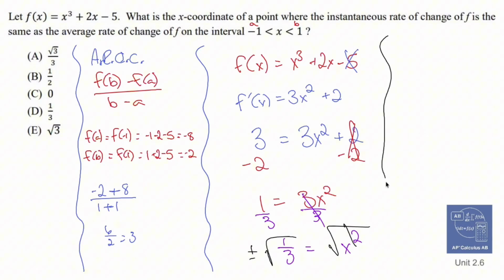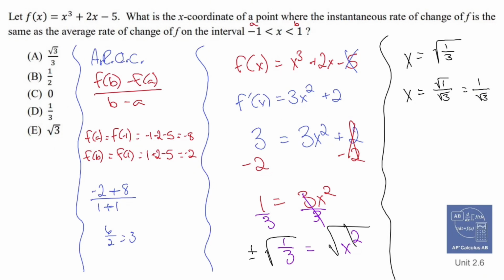Now I have x equals the square root of 1 over 3. They don't have that as an option. So you view this as x equals the square root of 1 over the square root of 3, which becomes 1 over the square root of 3. They don't have that as an option.